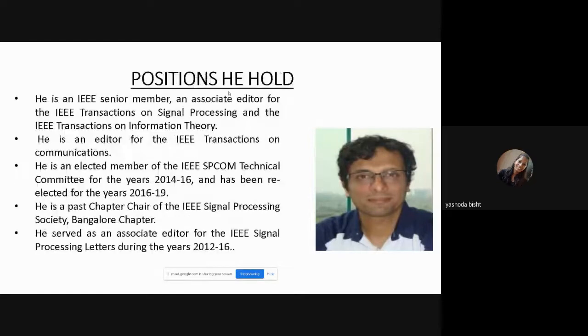Now the positions he holds: he is an IEEE senior member and associate editor for the IEEE Transactions on Signal Processing and the IEEE Transactions on Information Theory. He is an editor for the IEEE Transactions on Communications. He is an elected member of the IEEE SPCOM technical community for the years 2014 to 16 and has been elected for the years 2016 to 19. He is a past chapter chair of the IEEE Signal Processing Society, Bangalore chapter. He served as an associate editor for the IEEE Signal Processing Letters during 2012-16.